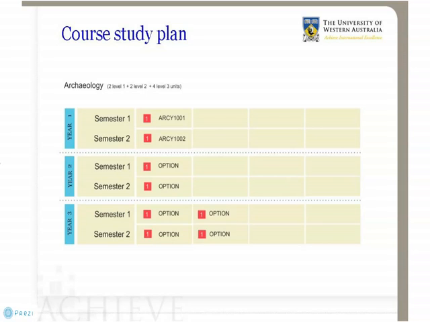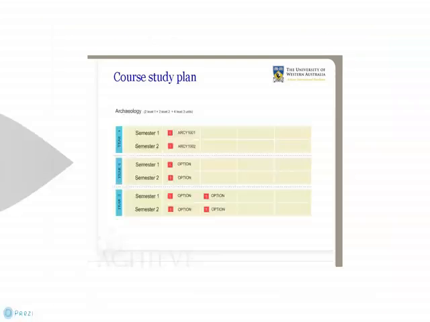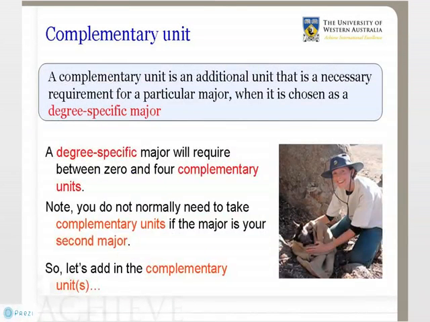So is that all I have to do for my archaeology major? Well, no, not quite. You also have to check for any complementary units. When you take a major as a degree-specific major, you must take any complementary units that go along with that major. Oh, so what are complementary units? Well, complementary units are additional units required for some degree-specific majors to fill in important knowledge or expertise you need. Up to 4 complementary units may be required for a degree-specific major. Some majors, such as anatomy and human biology, don't require any.